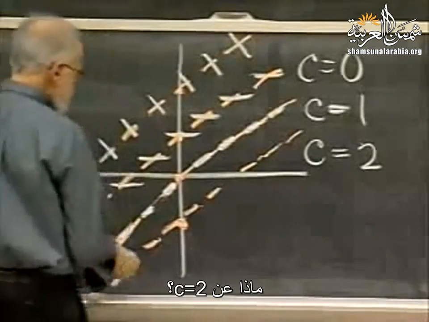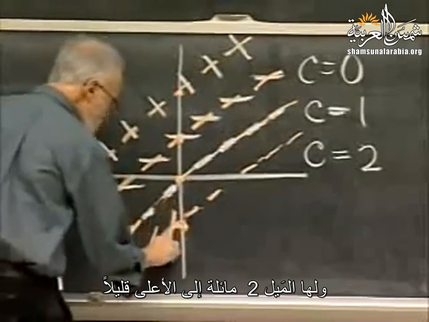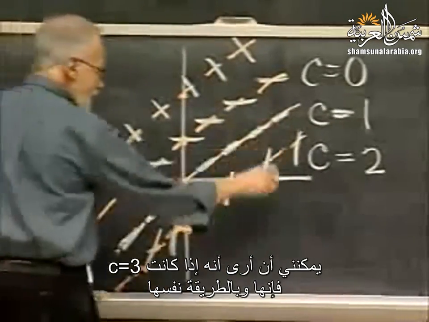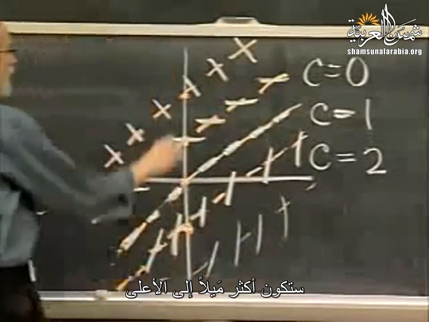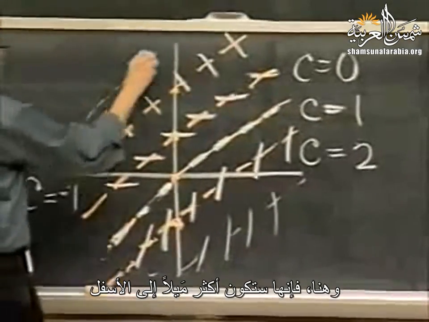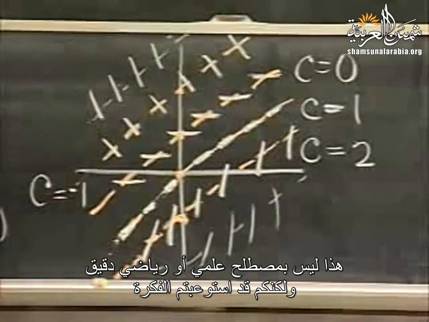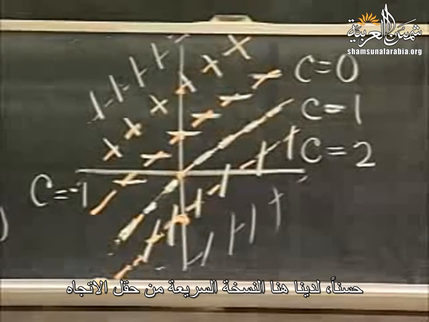How about c equals 2? Well, here the line elements will be slanty. They'll have slope 2. So pretty slanty up. And I can see for c equals 3 in the same way, they're going to be even more slanty up. And here they're going to be even more slanty down. This is not very scientific terminology, but you get the idea. Okay, so there's our quick version of the direction field.